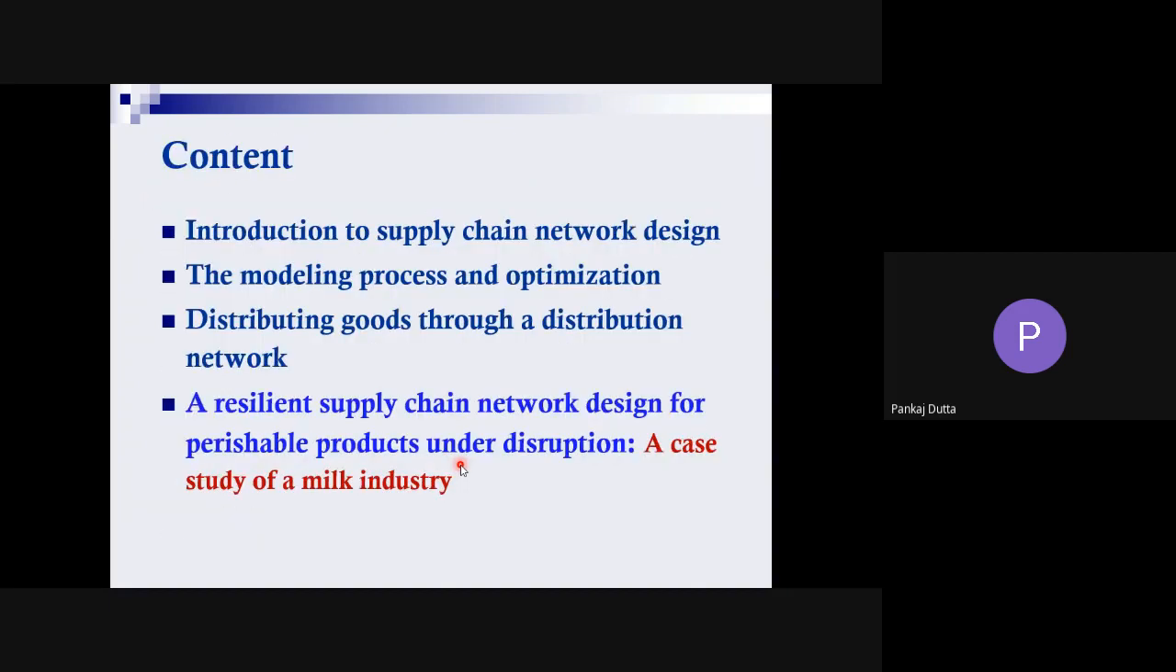The first one is supply chain network design. There are many aspects of supply chain. Since it is only a 45 minute or 1 hour talk, I cannot cover many things. Despite that, I have tried to include a few important aspects of optimization and the modeling part of network design of supply chain.